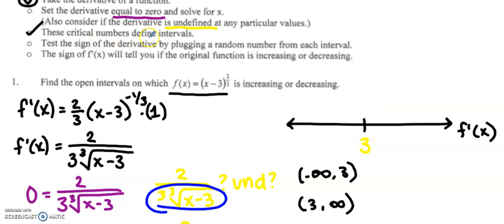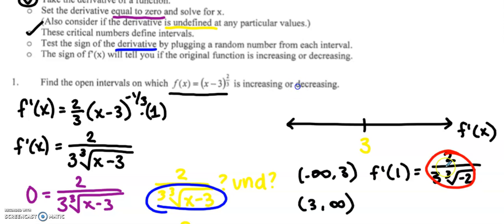It says test the sign of the derivative by plugging in a random number from each interval. So if I pick a number from negative infinity till 3, I'm going to test that number in the derivative. So I'm going to choose f prime of 1. Well, f prime of 1 is 2 over 3 cubed root now of negative 2, because 1 minus 3 gets me negative 2. Overall, this value comes back as a negative number, which means that this whole interval, it wouldn't matter what number I pick, this whole interval comes back negative.